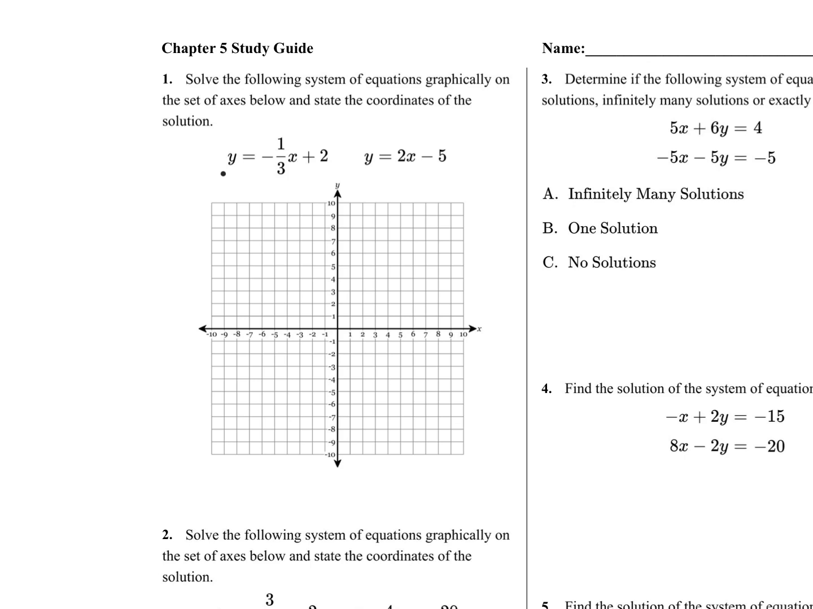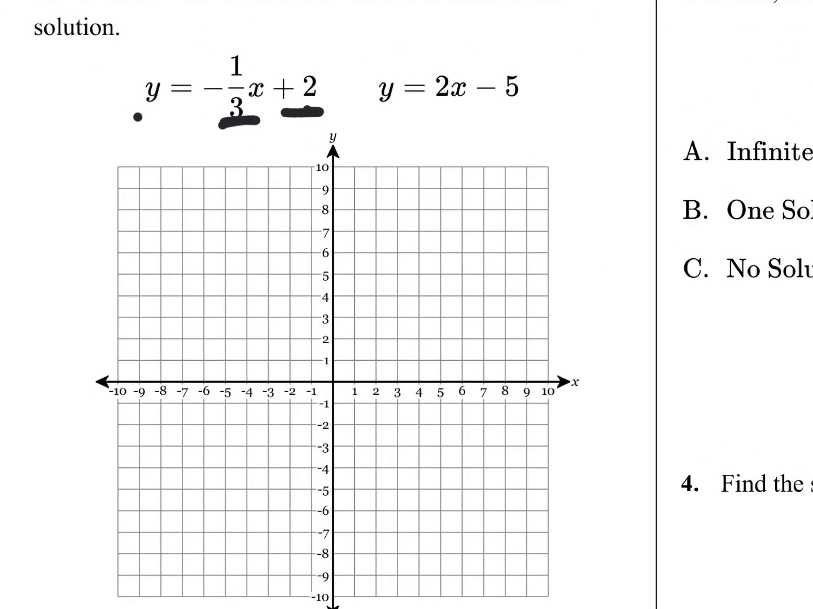Okay, they are in slope-intercept form, which is the preferred form for graphing. The coefficient of x is your slope. The constant is your y-intercept when it's in slope-intercept form. So my y-intercept on this equation is 2. My slope is negative 1 over 3. So I can go down 1 to the right 3, or I can go up 1 and to the left 3.